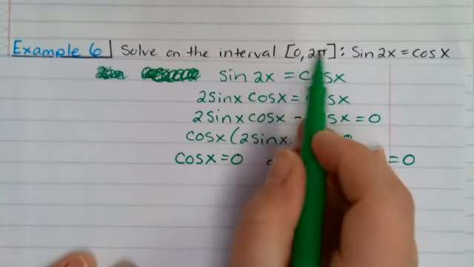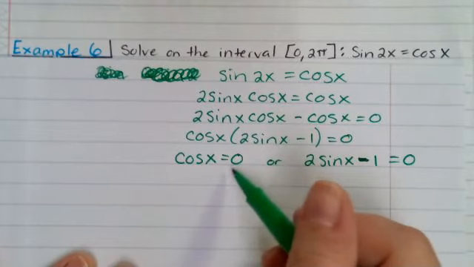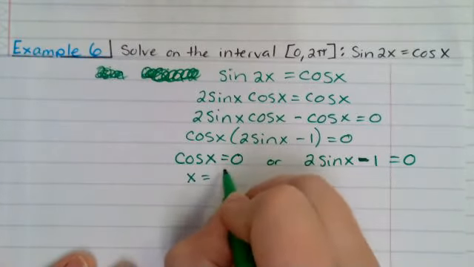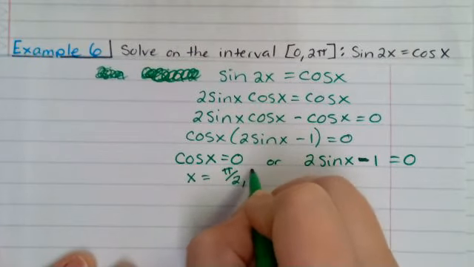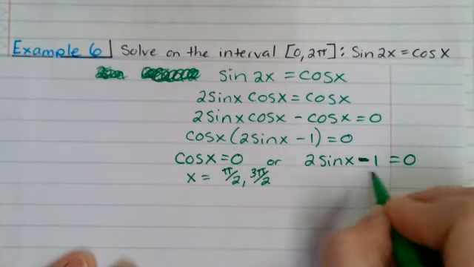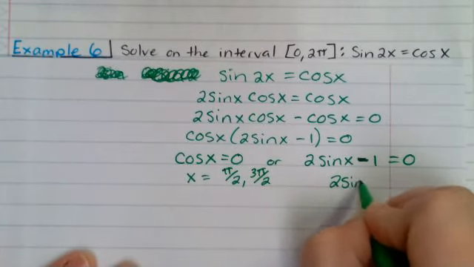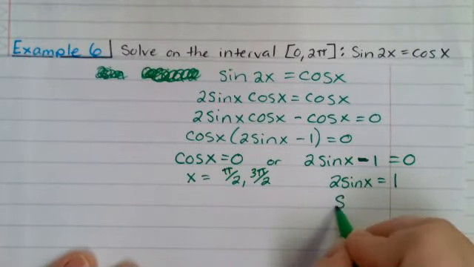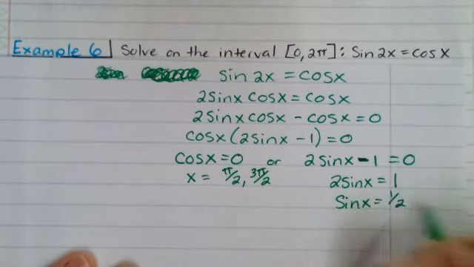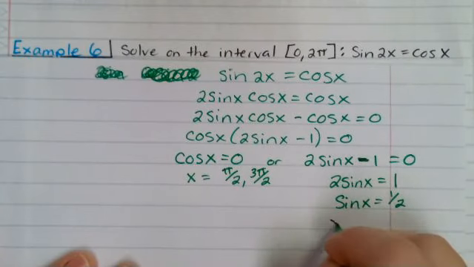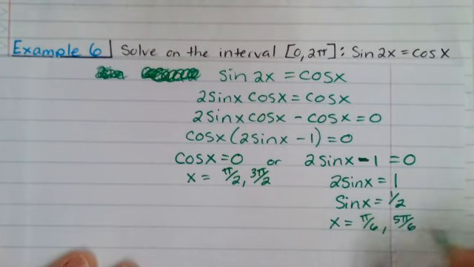Now, on the interval 0 to 2 pi, we have to look at where cosine is 0. That's where your x values are 0. That would be at pi over 2 and 3 pi over 2. This guy's going to take a little bit more to solve, so I'm going to add the 1 over. This is 2 sine x equals 1. Then sine of x equals 1/2. All right, so I'm looking at my unit circle. Where is sine 1/2? Where is my y value 1/2? And that is at pi over 6 and 5 pi over 6.